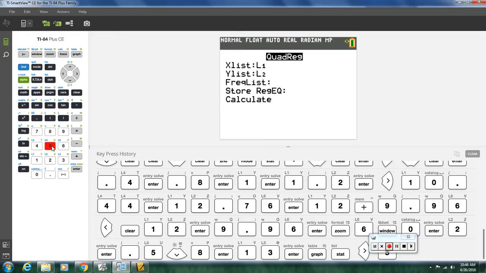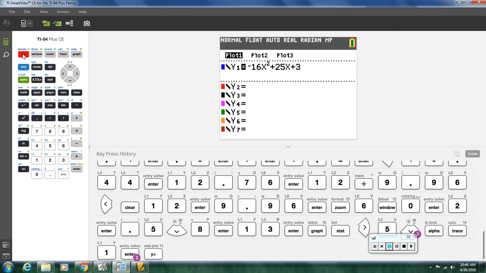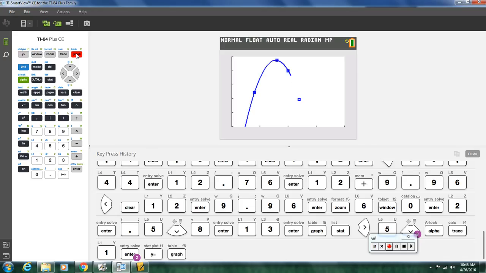Quadratic, so 5. I'm going to put it in, doesn't matter, I've only got 1 in there, so I'm just going to go to Y1, so alpha trace 1. And calculate, and there we go. So our equation is in there: negative 16x squared plus 25x plus 3. The calculator gave us our equation. Let's graph and see how well that hits it.